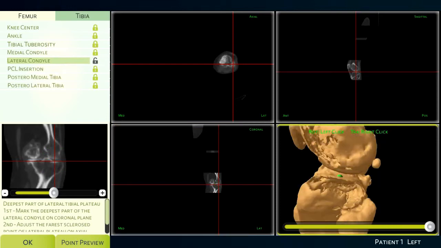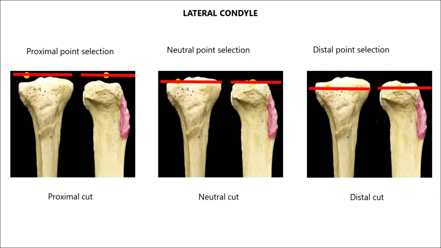As you can see, we have selected the proximal most point of the lateral tibial condyle. This landmark is used to define the depth of the proximal tibia cut on the lateral side. Conventionally, the lateral cut is measured from the highest point. Hence, the same is recorded to measure the depth of the proximal cut on the lateral side.